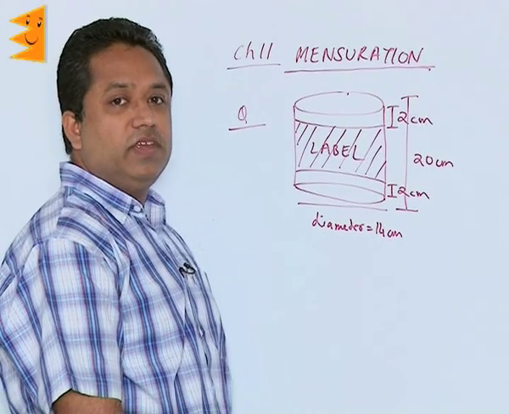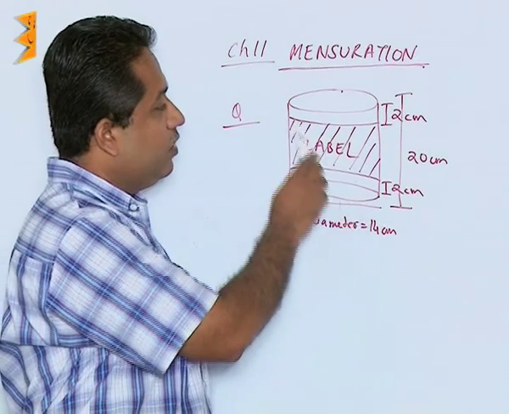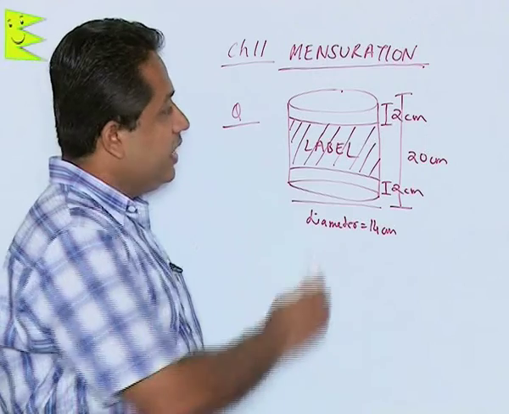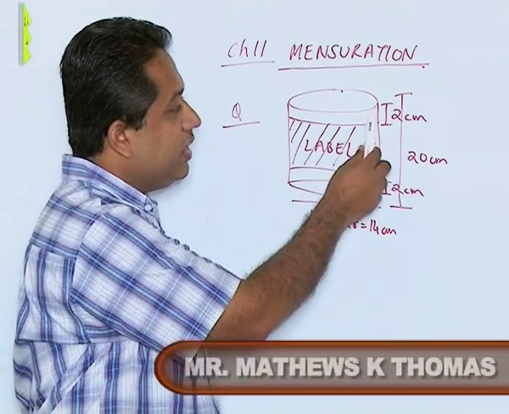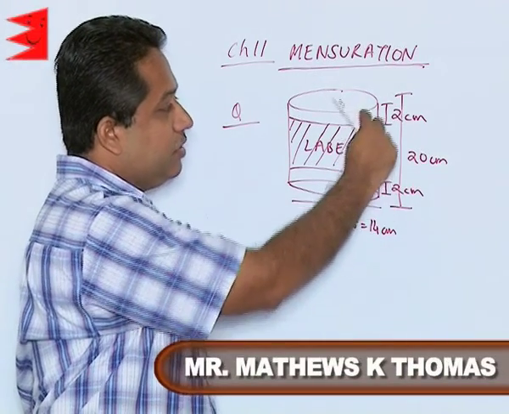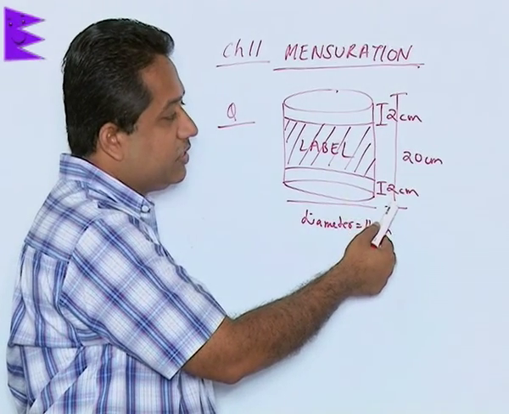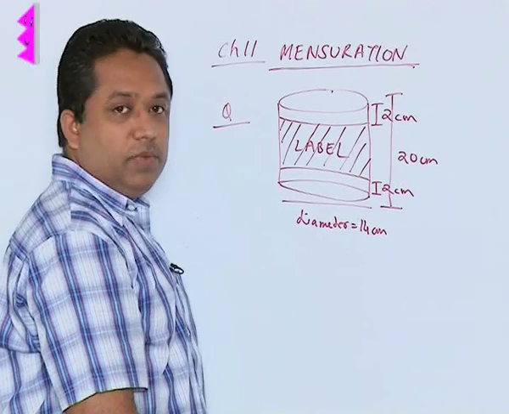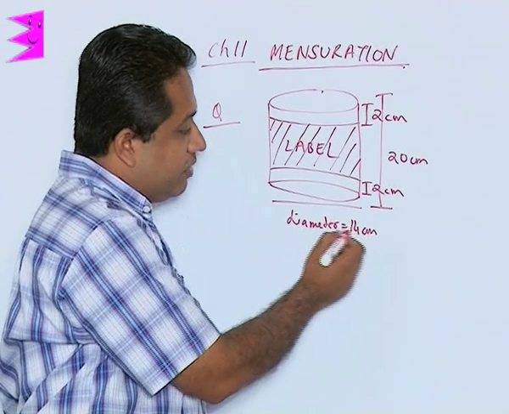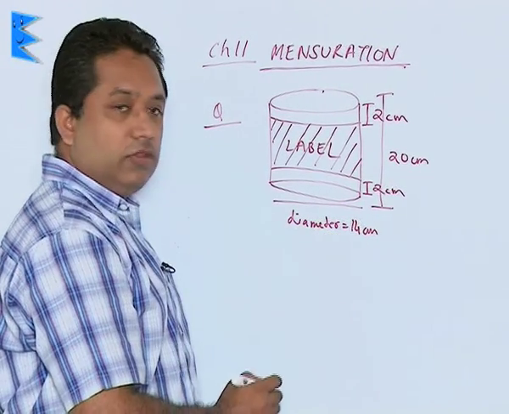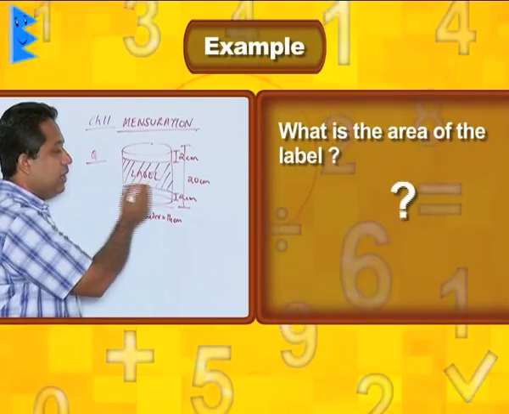In the next question, we see a cylindrical vessel on which a label is put. Now, the label is put in such a way that there are 2 centimeter gaps from the top and bottom. The total length of this cylindrical vessel is 20 centimeter and the diameter is given 14 centimeter. Now, the question is, what is the area of this label?